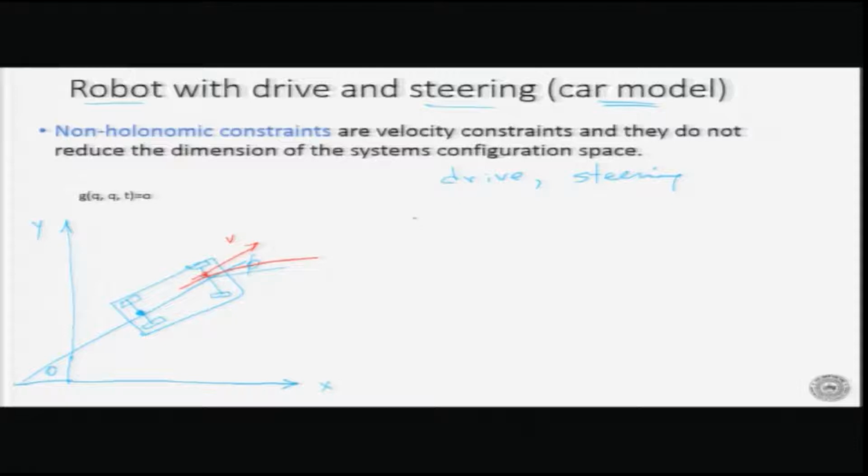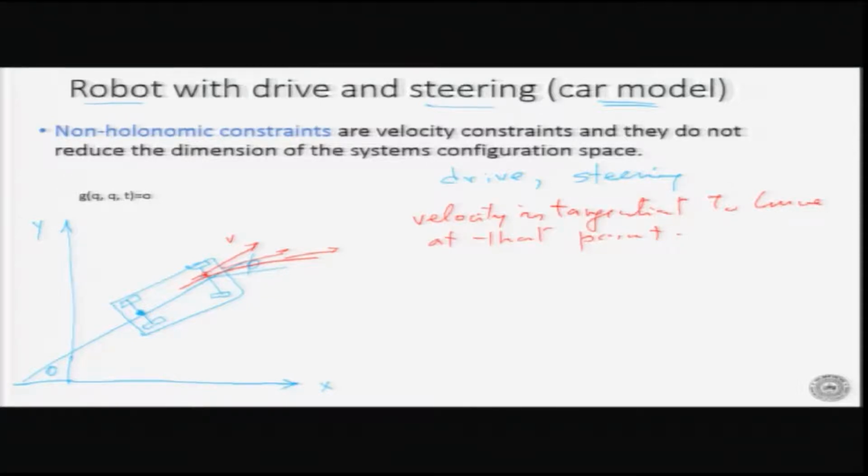So the velocity vector is tangential to the curve at that point. This is the meaning when it is rotating. Similarly, when the car is turning a little bit more, this angle will change, and this will change. So at every point, when the car is turning, the velocity vector has to be tangential to the curve at that point.